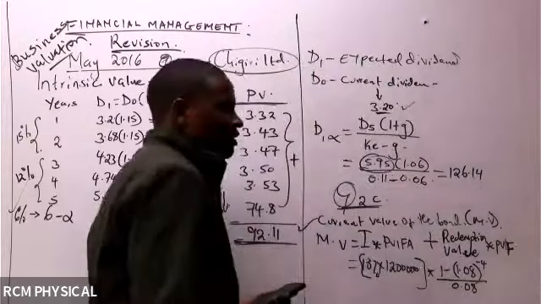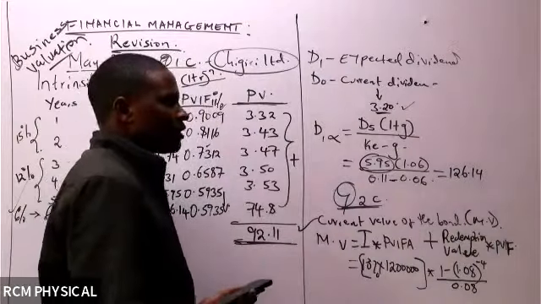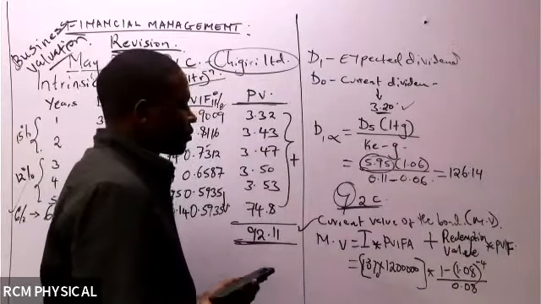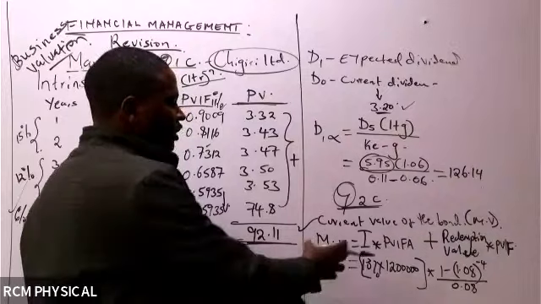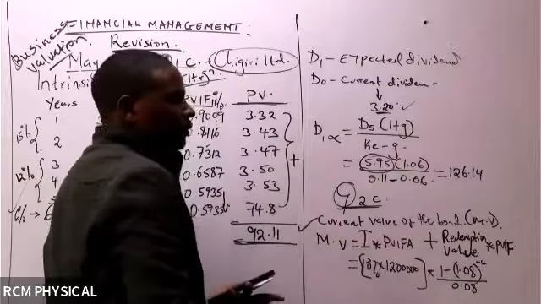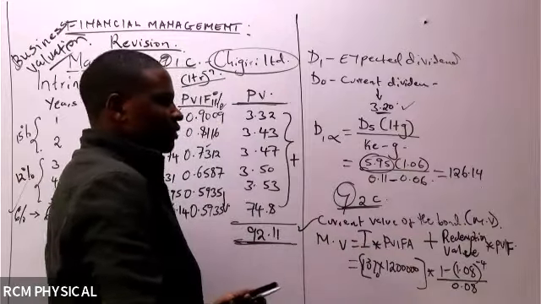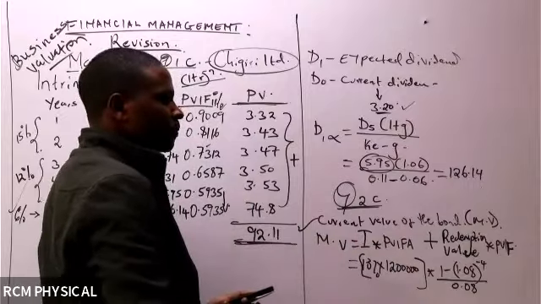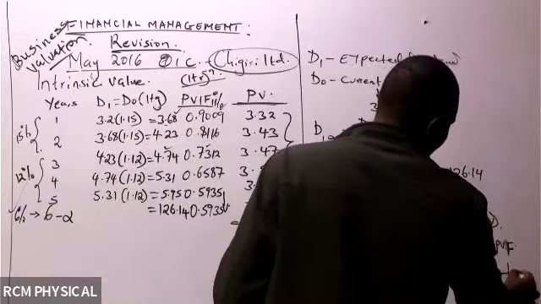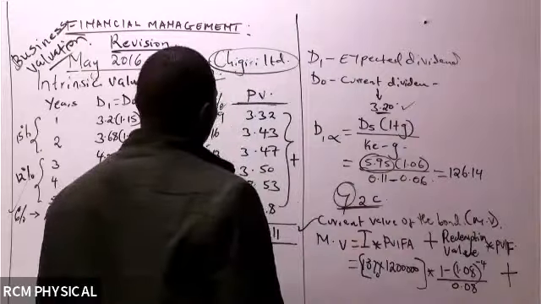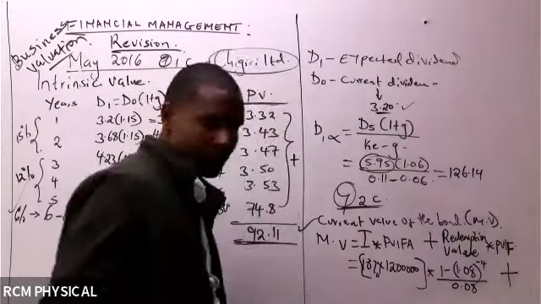Is that correct, class, up to that point? Just confirm. I've just replaced the formula values, just plugging in the figures. Is it correct? And then we add what? We need to adjust this.